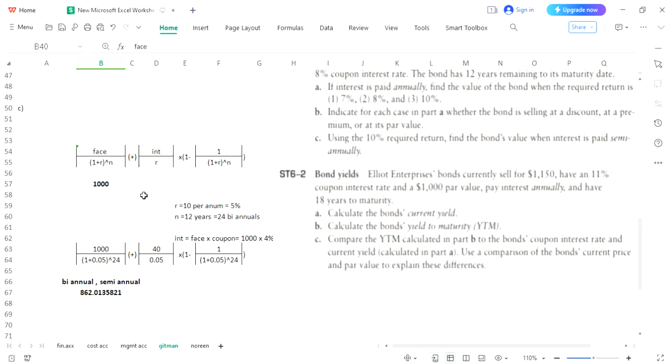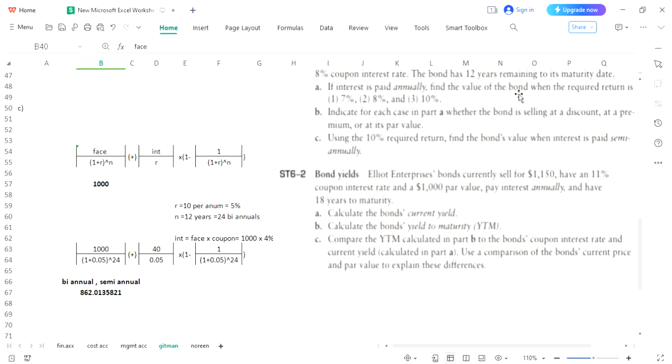Hopefully you remember that when it is semi-annual, that means 2 times a year. If 10% is for full year, then for 6 months it would be 5. You can see 5 is written over here. And total number of years were 12. Biannual are 2 in single year. Then how many in 12 years? That would be 24, and we have put 24. In this way we have calculated the value of bond in all three parts we have solved.